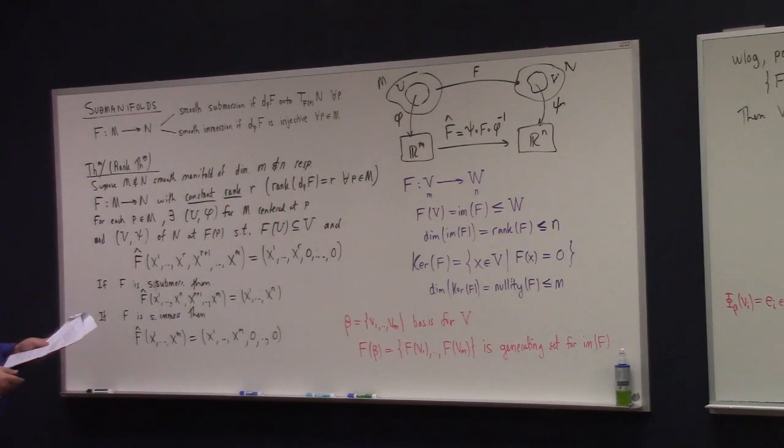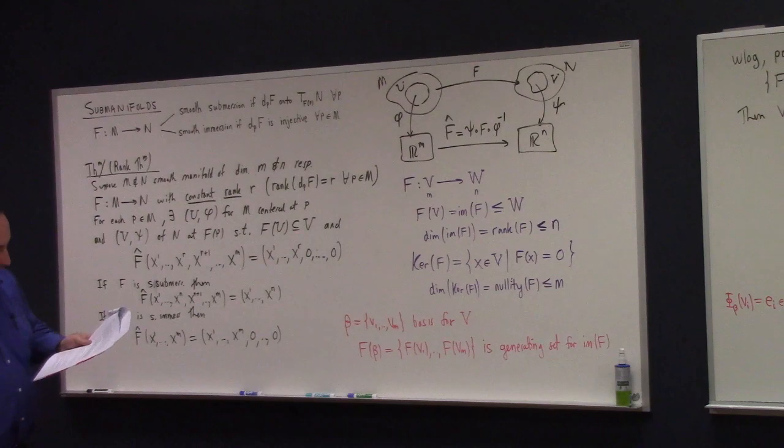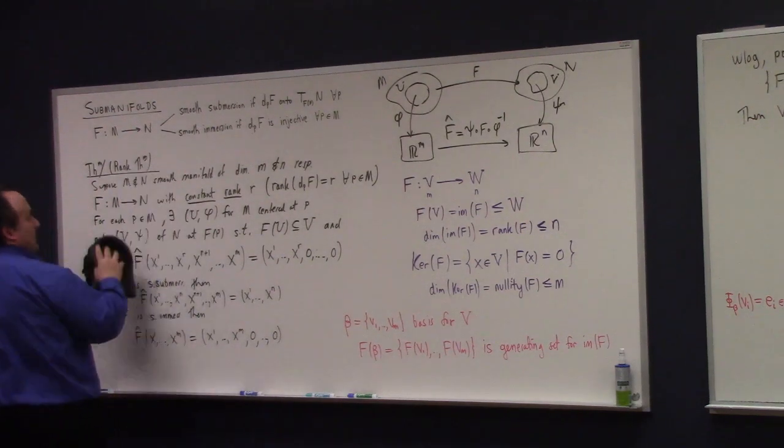Another kind of mapping which is important is a smooth embedding. All right, so let me put that up here.